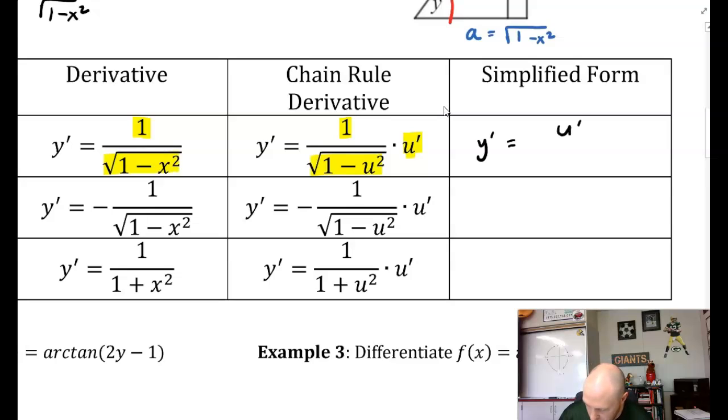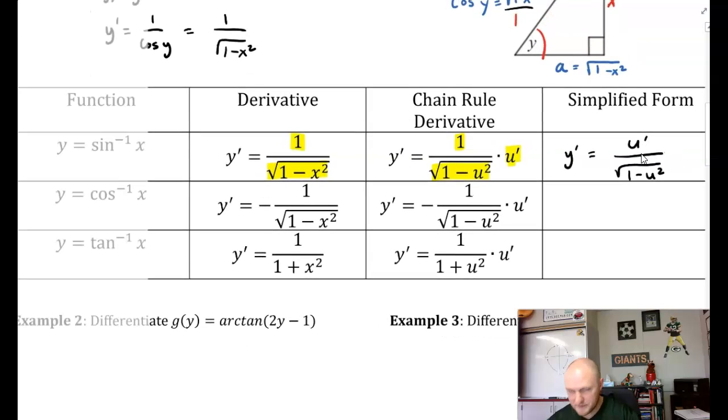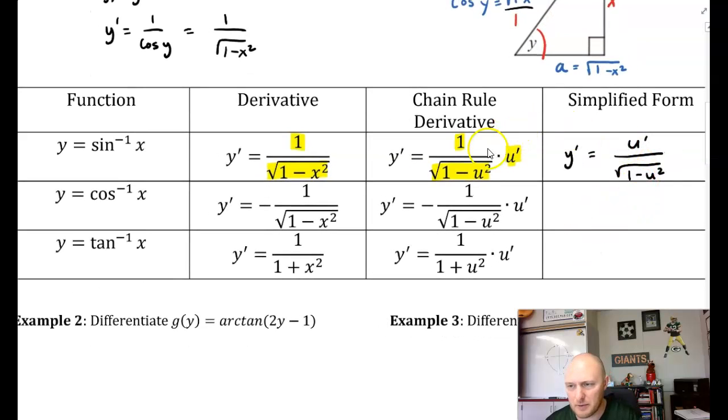So this would be u prime divided by the square root of 1 minus u squared. That's the derivative of arcsine. Okay? You don't necessarily have to memorize these two derivative rules. I would just stick with memorizing the first column here, and just know that if you have an input that is a function itself, you have to multiply times that derivative and execute the chain rule. That's what these are.